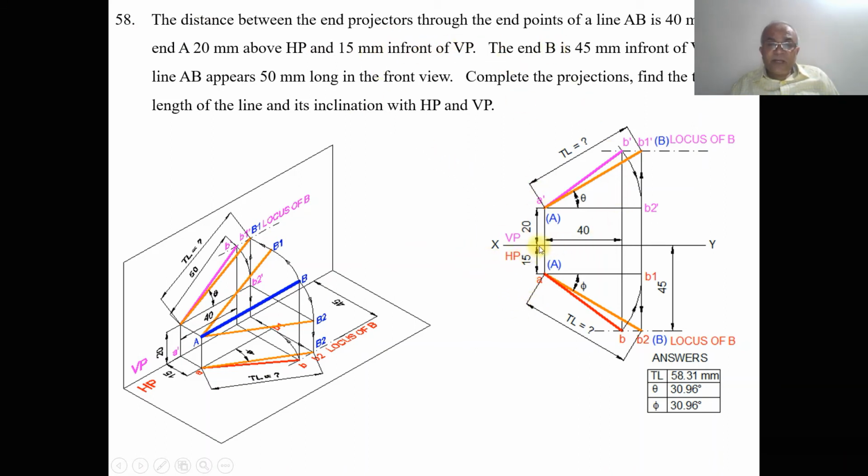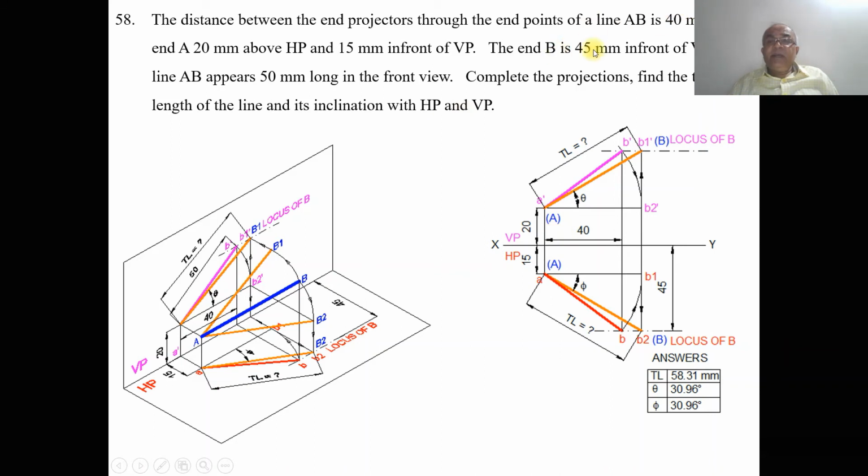Since HP is below the XY line, from the XY line you measure 15 mm and draw a horizontal line. Consider any distance, and from this point to this point, you draw a vertical projector. You mark this point as A dash and this as A in the top view and front view. Both are capital A.